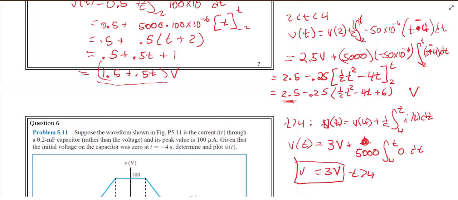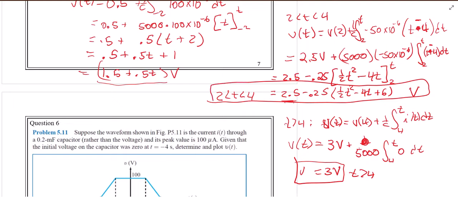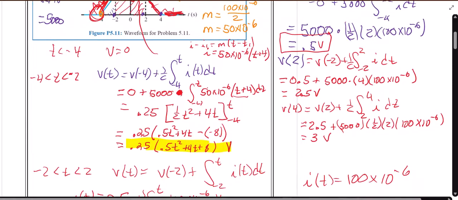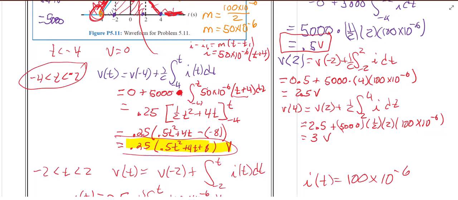This was the voltage between 2 and 4, right here. This was the voltage between 2 and negative 2. And this was the voltage between negative 4 and negative 2, and less than negative 4, it was 0.